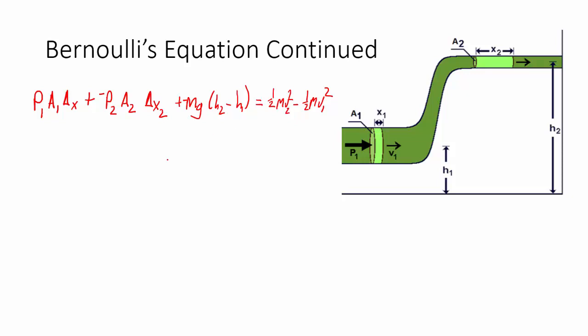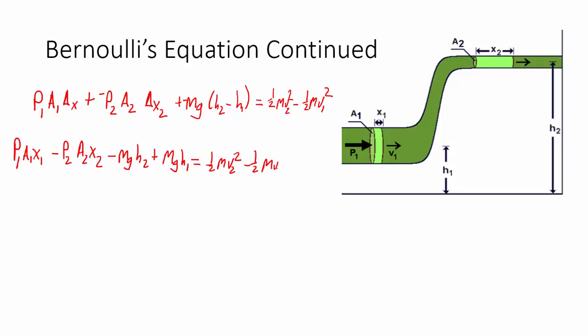Alright, so is there any simplification we can do to that? Yeah, there is. So let's go ahead and simplify a little bit. So P1 A1 x1 minus P2 A2 x2. And I dropped my deltas just to make the notation a little bit cleaner. Minus mgh2 plus mgh1, as we distribute that negative through there, equals 1/2 mv2 squared minus 1/2 mv1 squared.